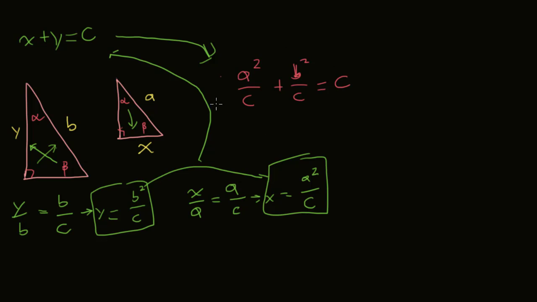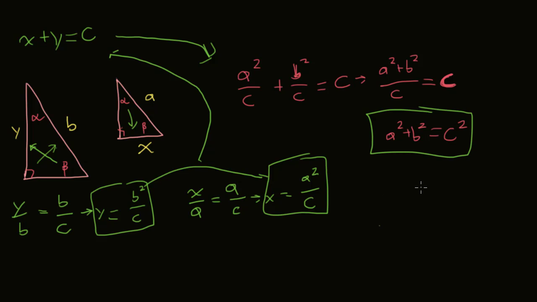Can we simplify this any? Well, yeah. c is the denominator for both of these fractions. So we can rewrite this as a squared plus b squared over c equals c. And you might have something going off in your head telling you where this is going next. The last step that we need to get the a squared and b squared by themselves is to multiply both sides by c. And when we do that, we get a squared plus b squared equals c squared. And this is the Pythagorean theorem.